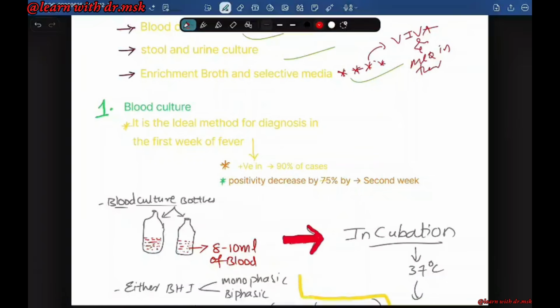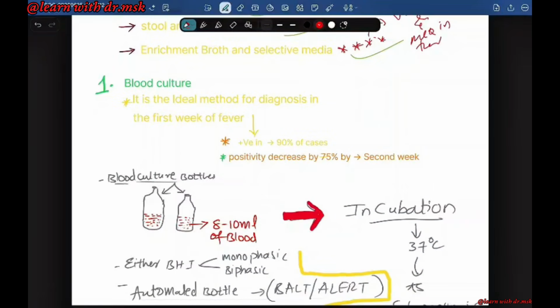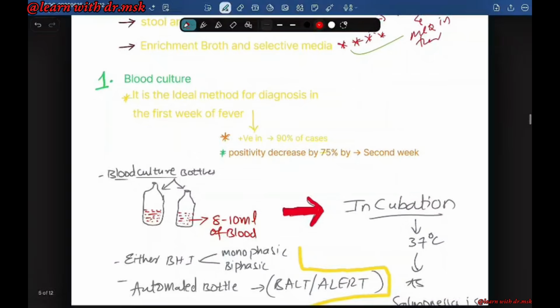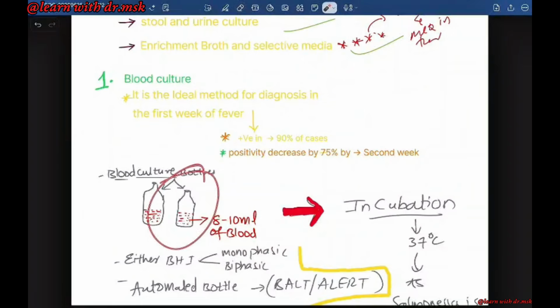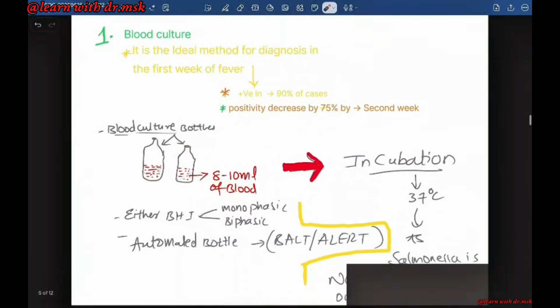So, what is a blood culture? The blood culture system is the ideal method of diagnosis in the first week. Next, the collection of blood: we need to collect 8 to 10 ml of blood, and we collect it in the blood culture medium.